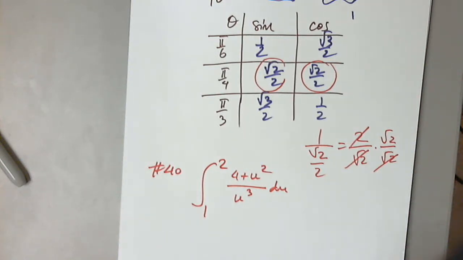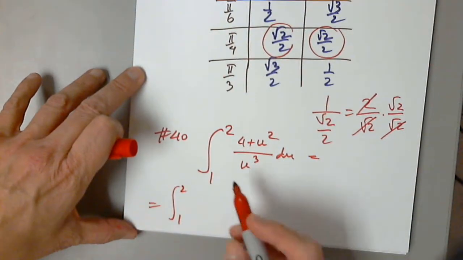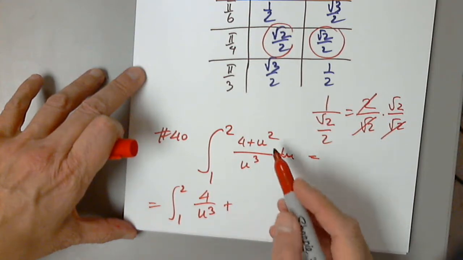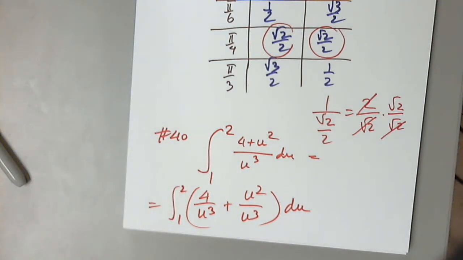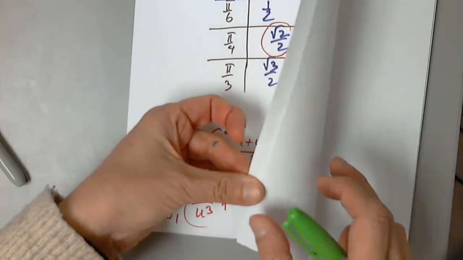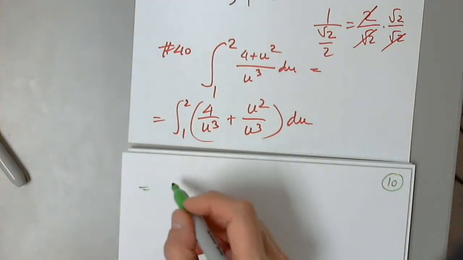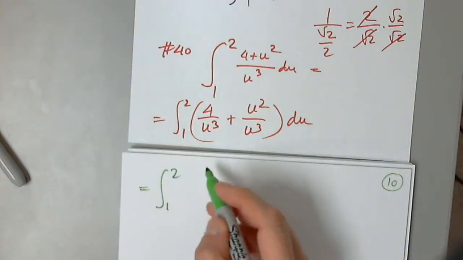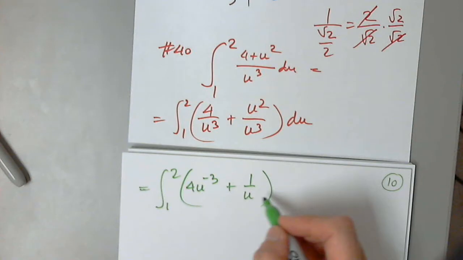Very good. So we don't know how to differentiate something like this. So obviously, I'm going to write the integral from 1 to 2 of 4 over u cubed plus u squared over u cubed du. Luckily, the denominator is just one term, so I can do this. Because if the denominator were 2 terms, I would not have been able to do this. Okay. In the next step, I will completely simplify it into something simple. So the integral from 1 to 2 of 4u to negative 3 plus 1 over u du.